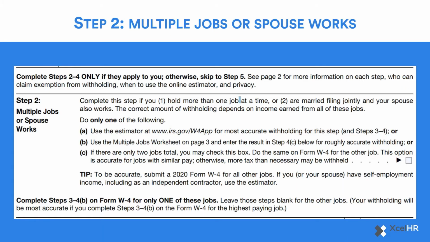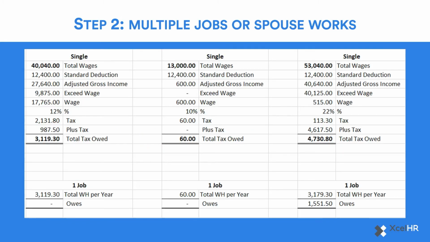So step 2 on the new 2020 W-4 concerns multiple jobs or the spouses working. If you have more than one job in your household, you need to go ahead and mark this box here. By marking this box, the withholding calculation will be done using the correct table, the one on the right-hand side, and it'll result in more withholding being withheld, which would match the individual's income tax return.